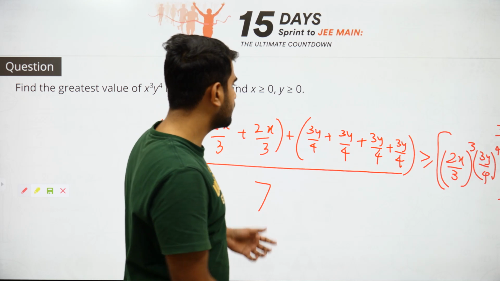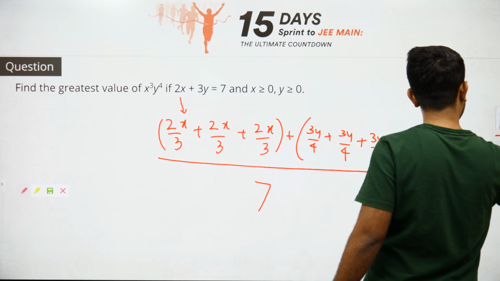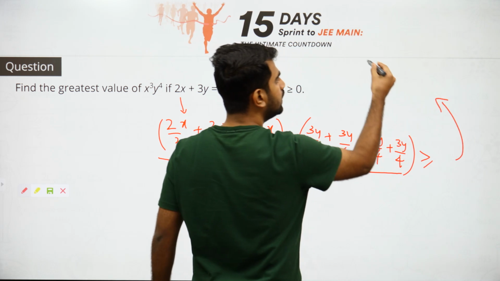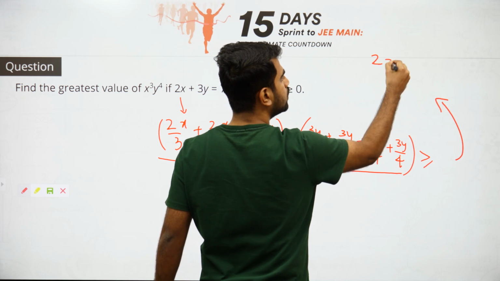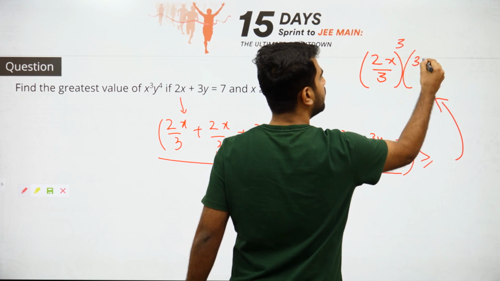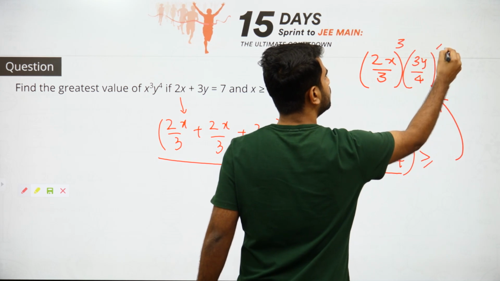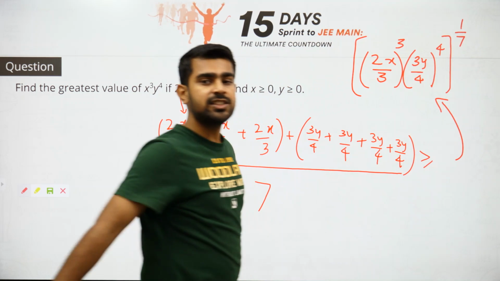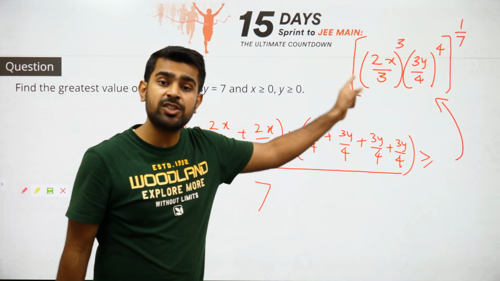I guess that is not clear. I may have to write it down again. I'll write it over here, guys. So it is greater than or equal to 2x by 3 whole cube into 3y by 4 whole power 4, the entire thing raised to 1 by 7. That is going to be geometric mean.